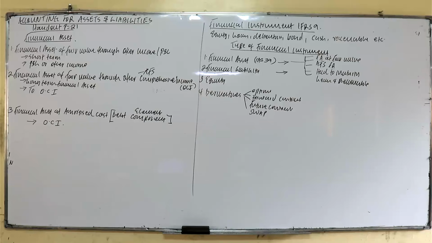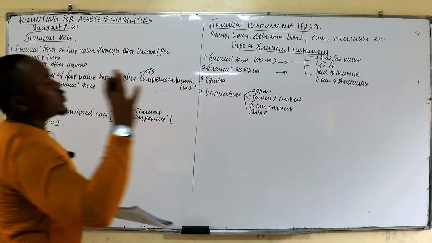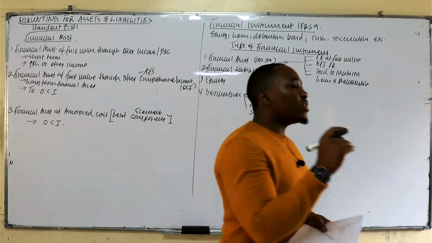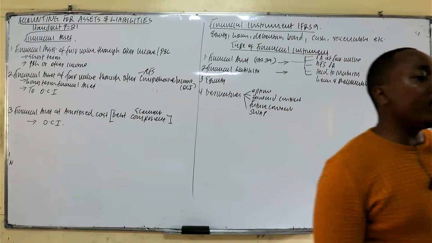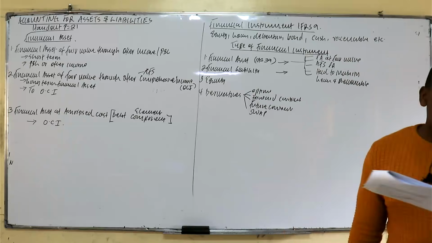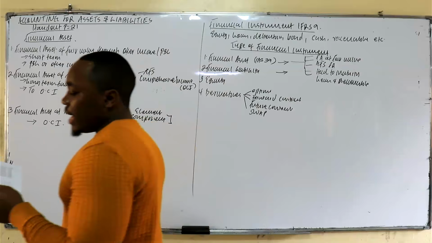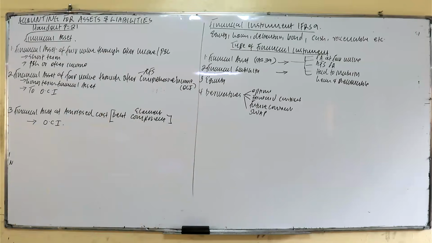So we proceed. Now we are looking at the initial recognition. Actually, all the financial instruments, be it a financial asset or financial liability, the initial recognition is always the same. They should be recognized at fair value. So all the financial instruments are initially measured at fair value, plus or minus changes in fair value, either through the profit and loss account or through other comprehensive income.